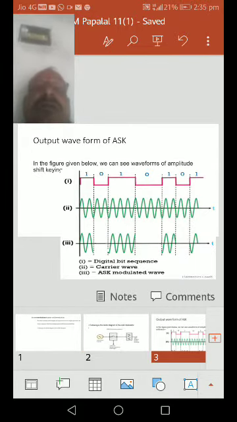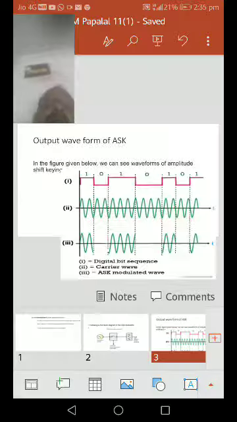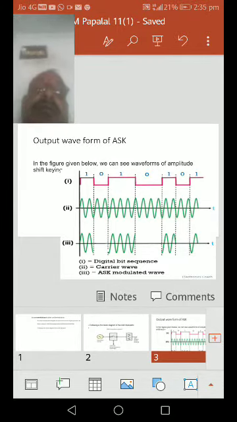Basically, as shown in the figure, after sending the binary data in the form of ones and zeros, we see the waveform of amplitude shift keying. Amplitude shift keying: 1 0 1 0 1 0 1. The carrier is continuously varied. The carrier is a high frequency signal; digital bit sequence, carrier wave, ASK modulated wave.